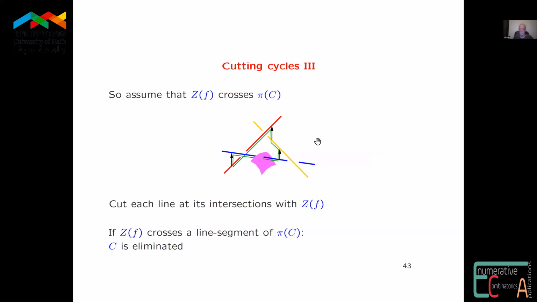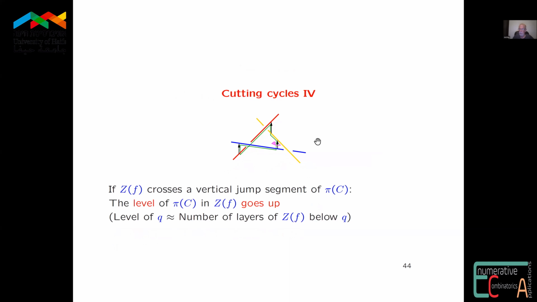The other situation, I hope you can see it here, is that the zero set does not cut any of the lines, but it cuts one of the vertical jumps. And then we say that the level of the loop, when it goes through such an intersection, has gone up by 1. What is the level? It simply, informally at least, is how many layers of the zero set lie below.